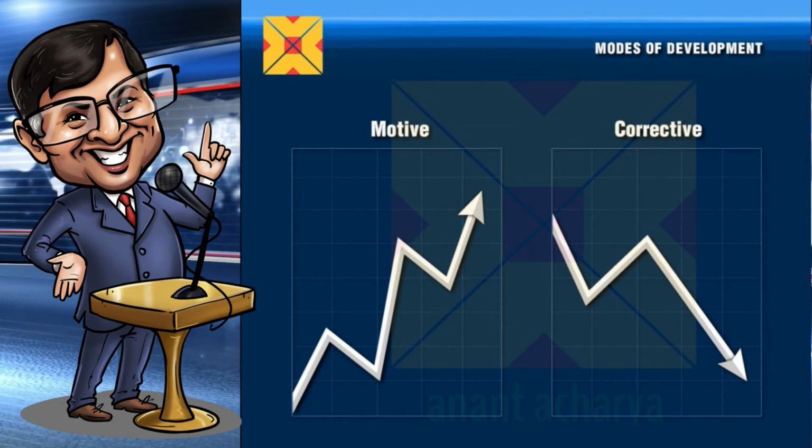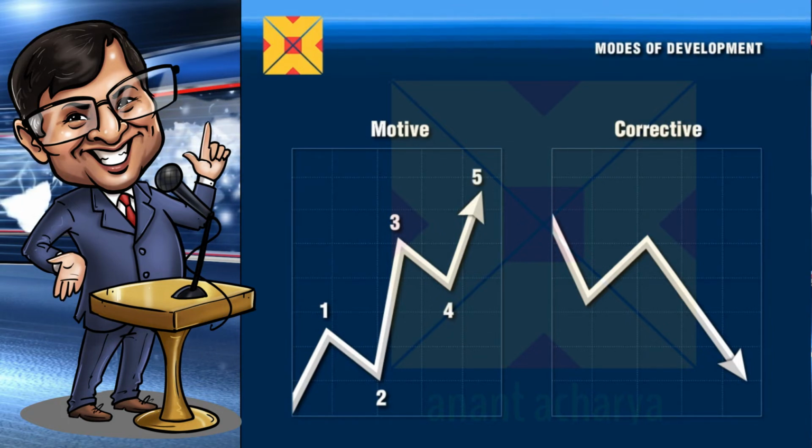Both modes have very specific roles to play in the scheme of the market. Motive waves are labeled with numbers 1, 2, 3, 4, 5, and the corrective waves are labeled with alphabets A, B, and C.